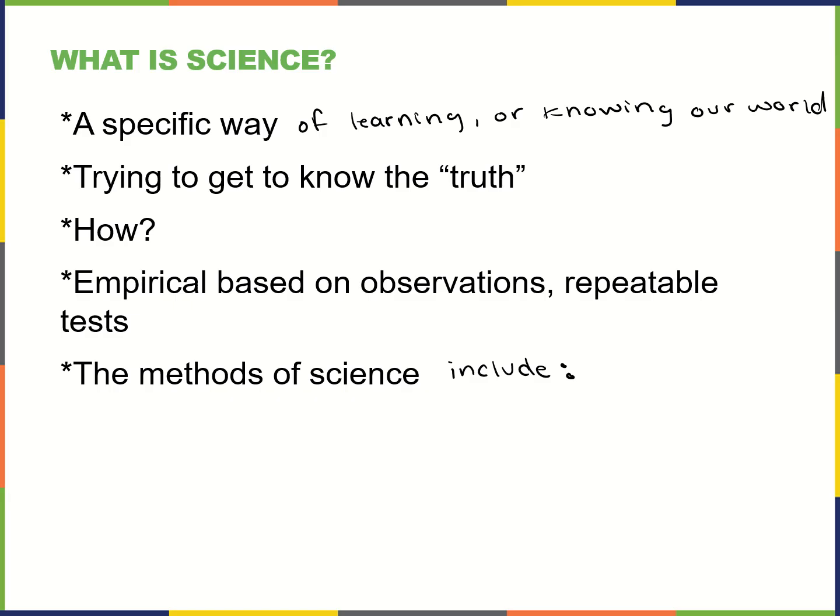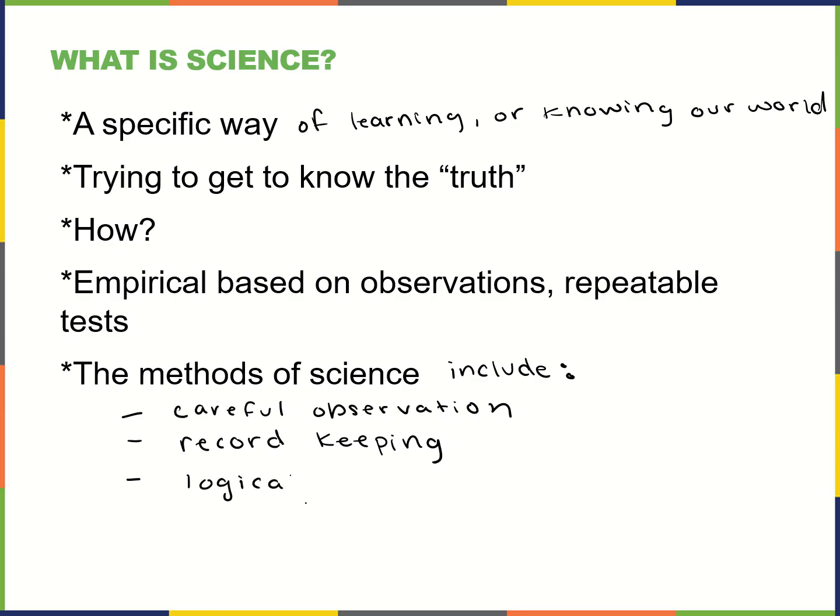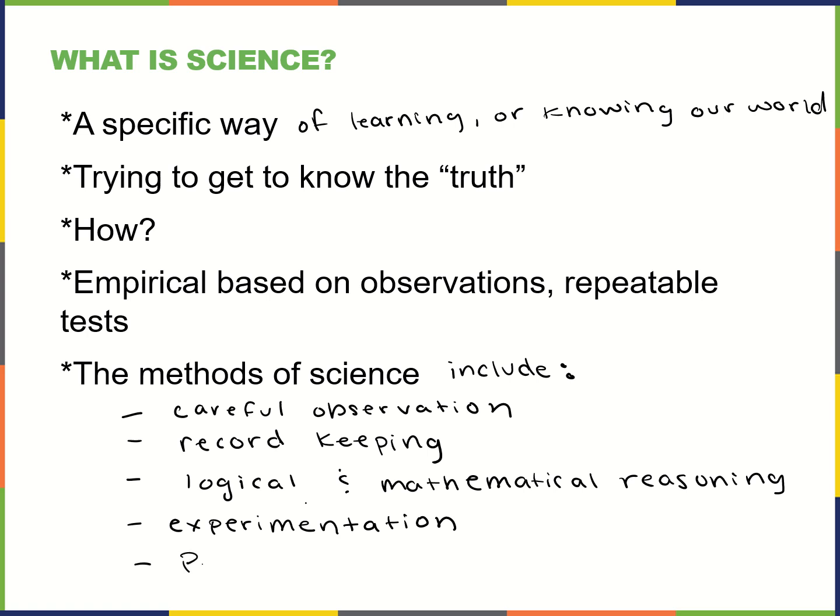So some of the methods of science include careful observation, record keeping. You have no idea how important record keeping is until someone before you has not kept good records. Logical and mathematic reasoning. Experimentation. And peer review. Your work has to be able to hold up to scrutiny by others in the community.